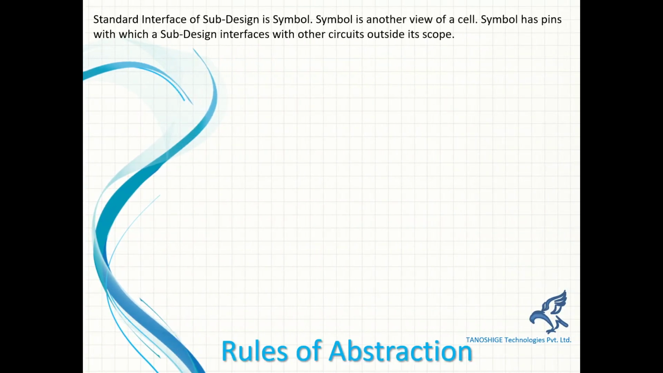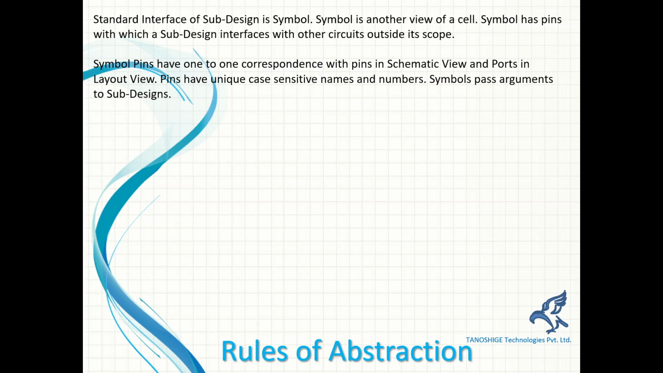Okay, rules of abstraction. The standard interface of a sub-design is a symbol, right? So basically, if you want to interface your sub-design to a higher level of design, you have to have a symbol for it. And a symbol is nothing but another view of a cell, and a symbol has pins so that you can connect the circuit in a bigger circuit, right?